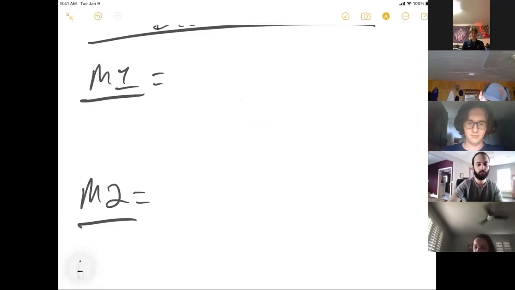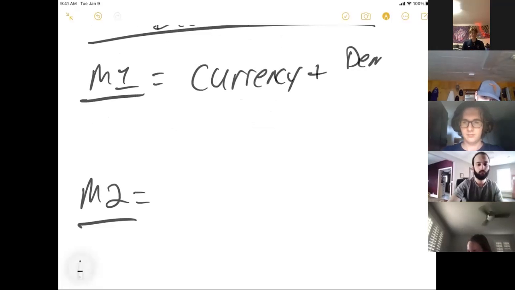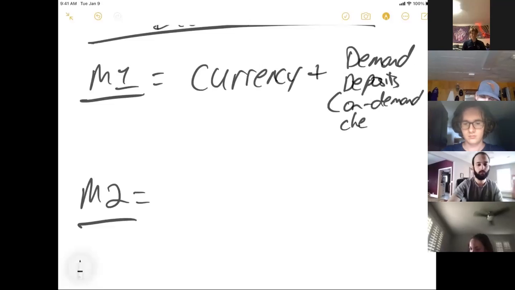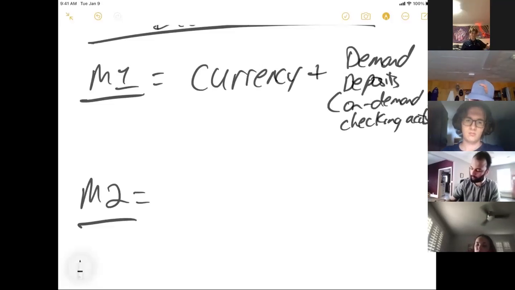M1 is things that are clearly money. M1 is currency and demand deposits. These are the things that are clearly money. They can clearly be used to purchase goods and services. So paper currency, yes, and coins, of course, are part of this.